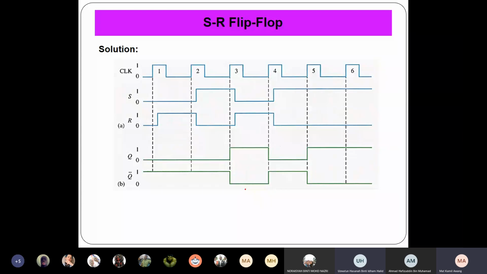Sir, we have to draw both only? Yes. Okay, then sir. Thank you, sir. Okay. Then you get the marks.